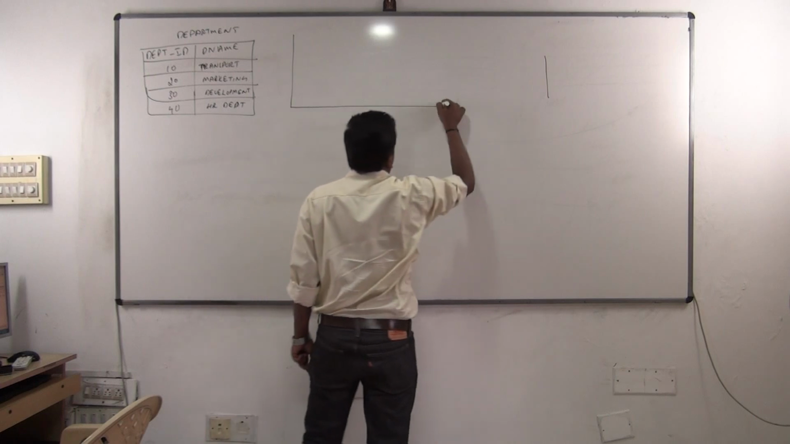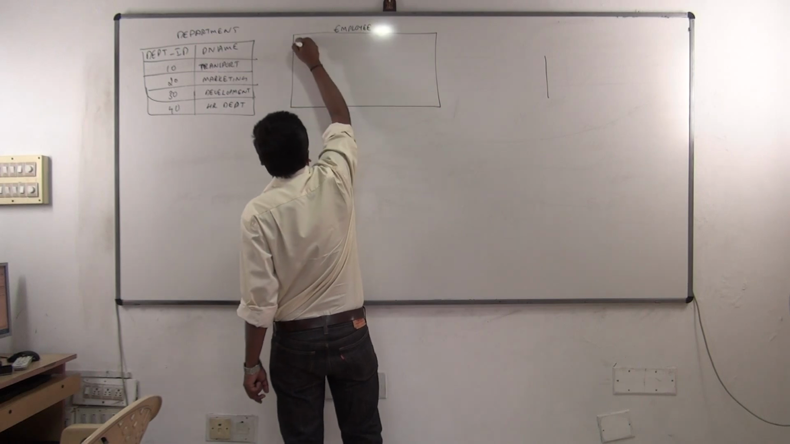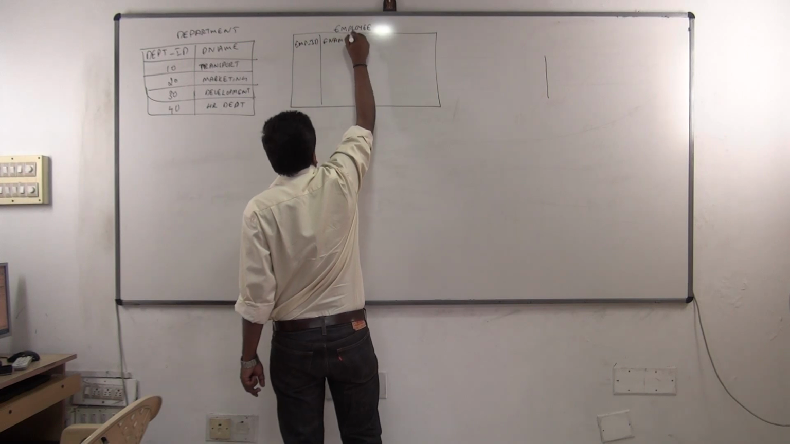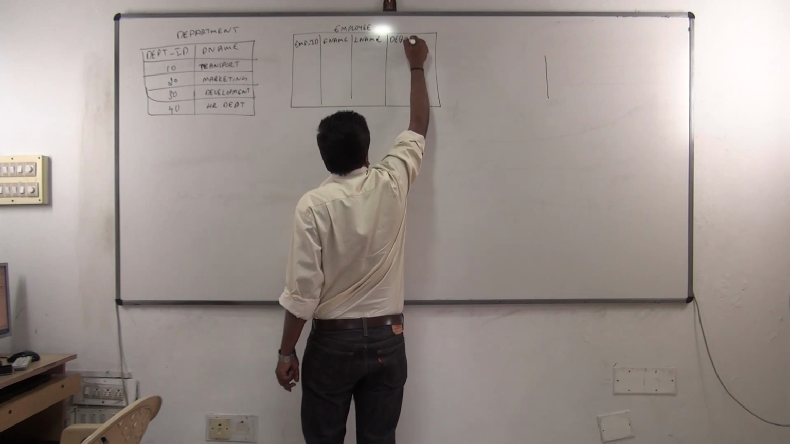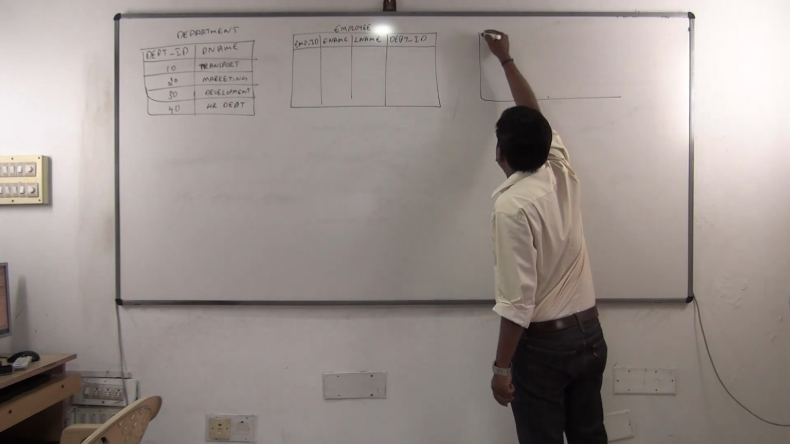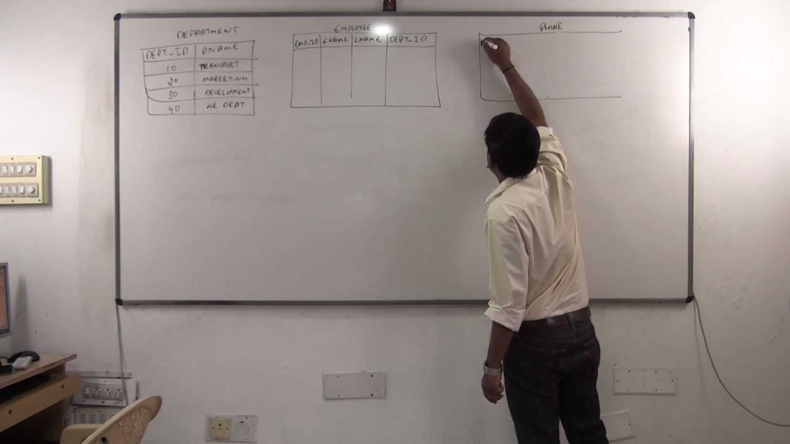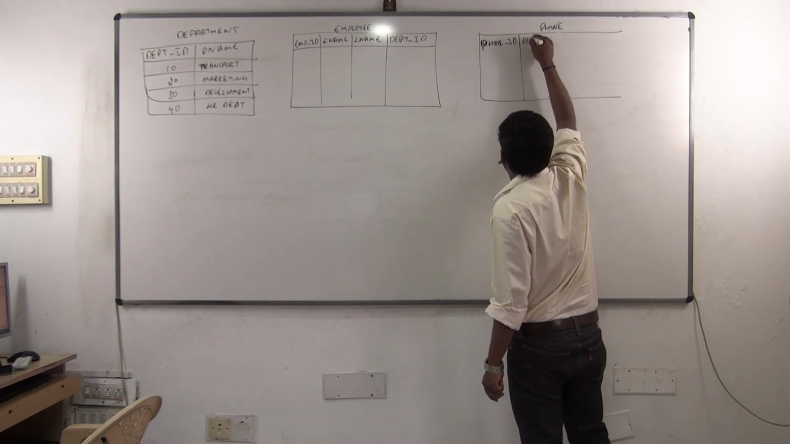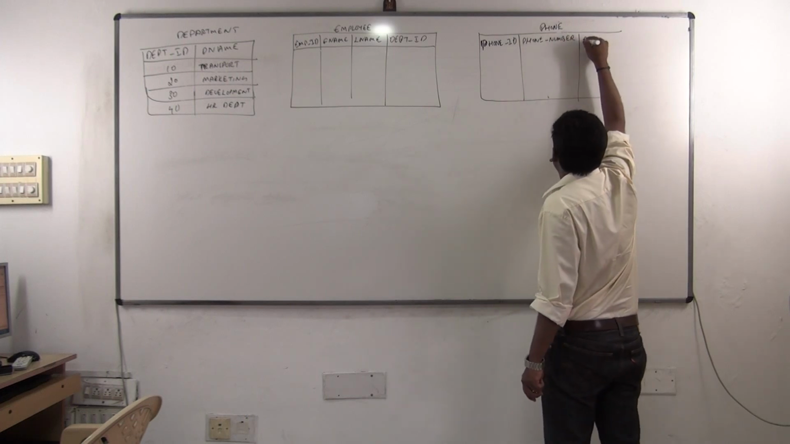Next is the employee. He'll have employee ID, first name, last name, department ID. Very interesting. You'll tell me the query for how to fill it now. Last you have phone, phone ID, phone number, employee ID.